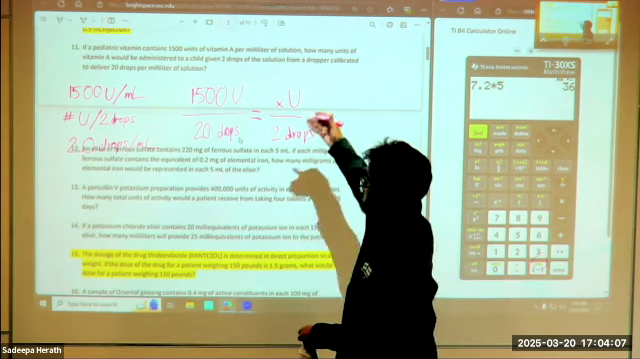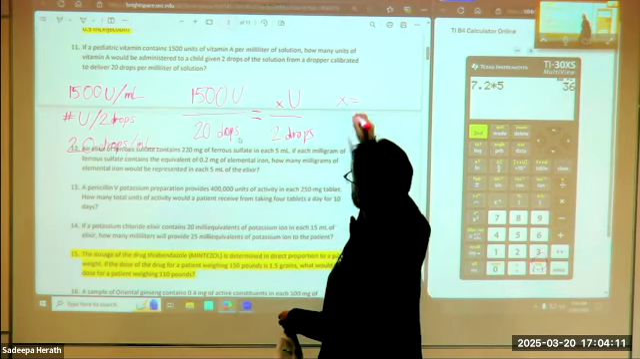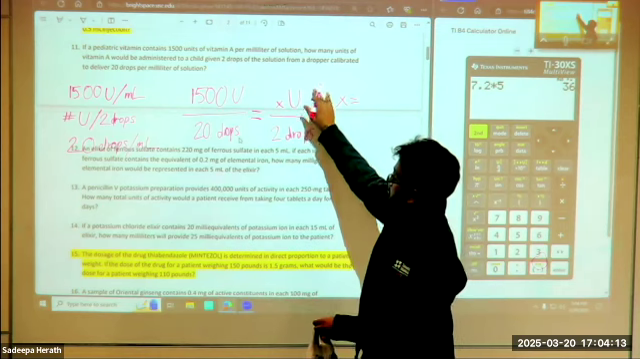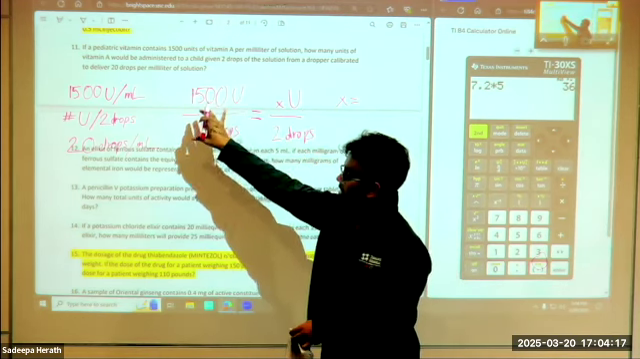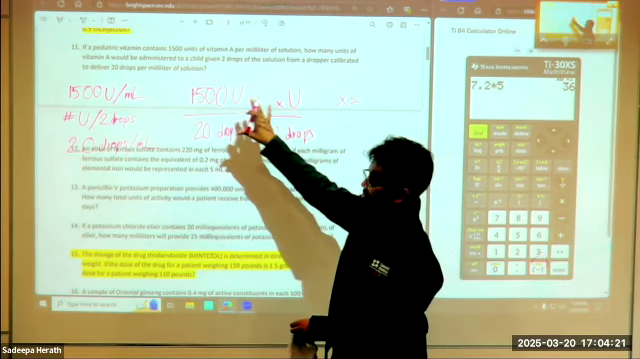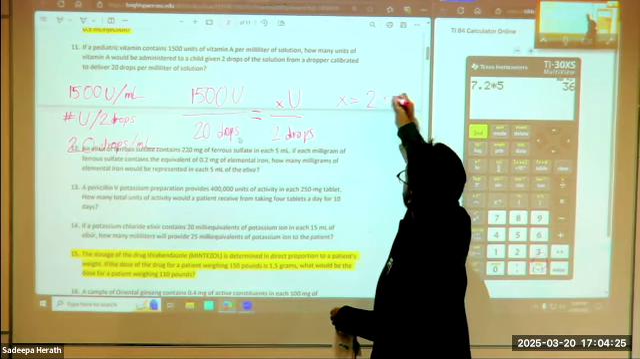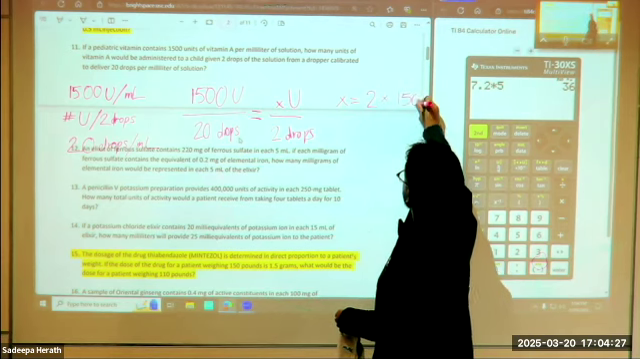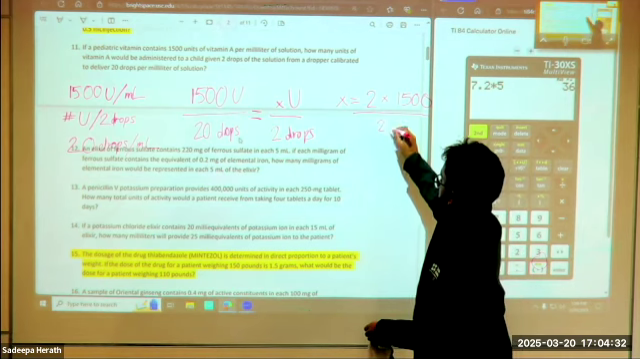So the way to go about it is to solve for x. To isolate x by itself, you multiply by 2 on the other side, and then x is all isolated. So x equals 2 times 1500 divided by 20.